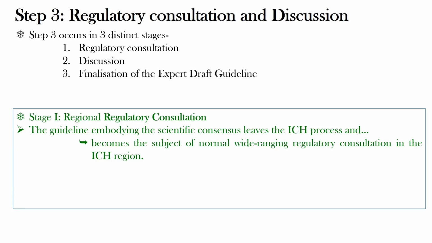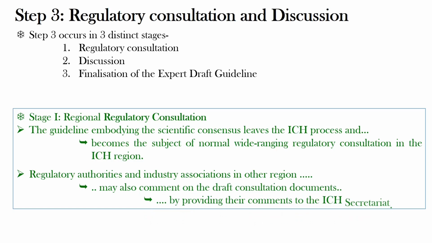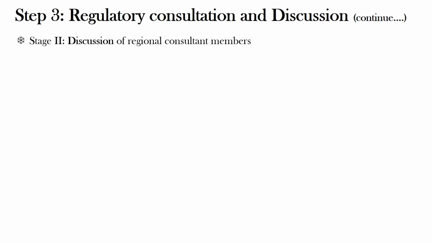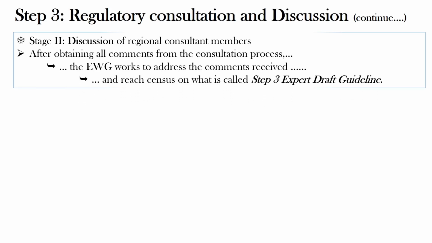the ICH region. The regulatory authorities and industry association in other regions may also comment on the draft consultation document by providing their comment to the ICH Secretariat. The stage 2 is discussion of a regional consultant member. After obtaining all comment from the consultation process, the expert working group work to address the comment received and reach consensus on what is called a step 3 expert draft guideline.